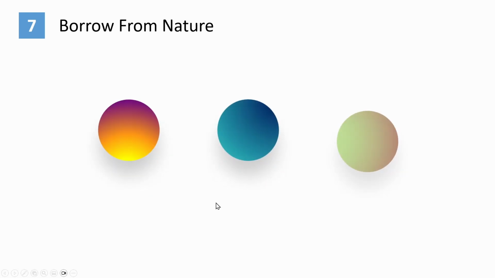Number 7, borrow from nature. Gradients exist everywhere in nature. The best example is the blue sky. Also, the ocean has the teal or deep blue gradients going all over. Then forest has green to earthy brown. So here I have 3 examples for you. The left one mimics the sunrise, this mimics the ocean, and this one goes from earthy green to brown. These are naturally harmonious and people are subconsciously drawn to them. So look around you, you might just find your next gradient from nature.